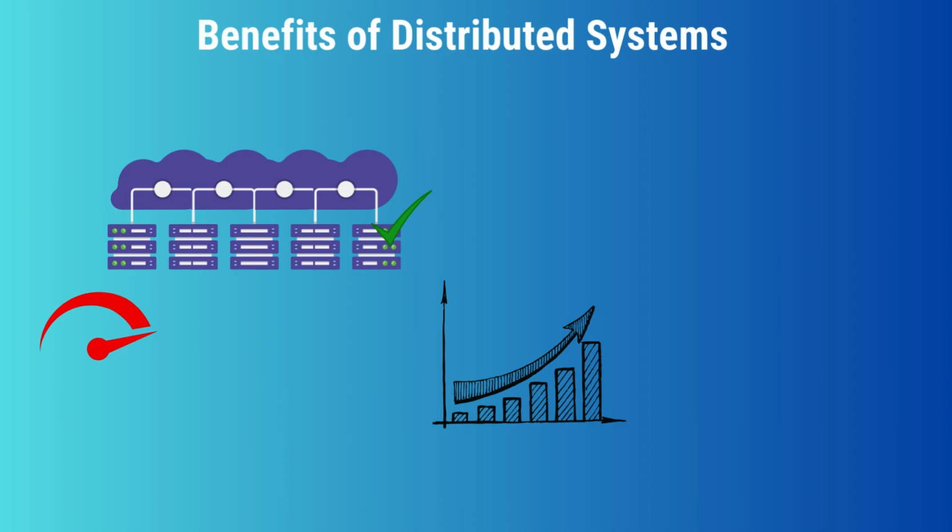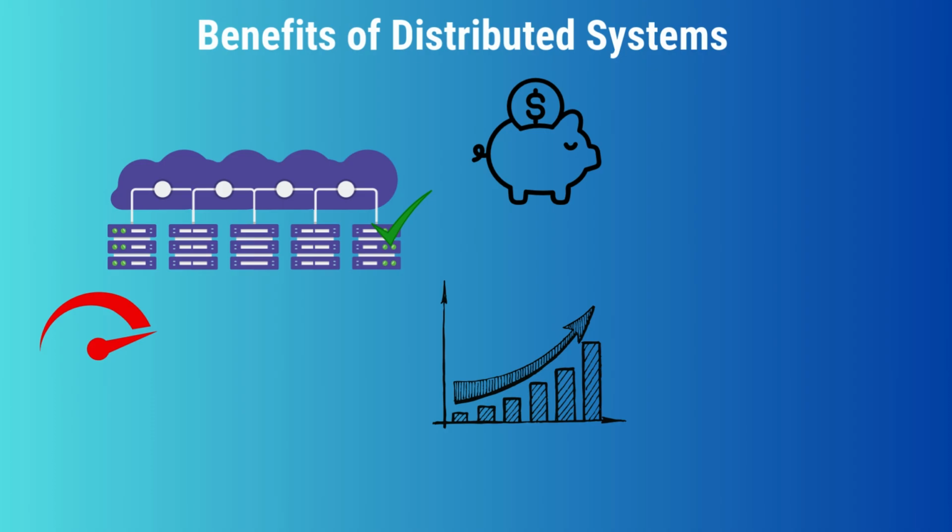This flexibility allows businesses to adapt to changing user demands without significant rework. Another important benefit is cost efficiency. Distributed systems can leverage inexpensive, commodity hardware, instead of relying on expensive, high-end servers. This cost-saving approach makes it easier for organizations to manage their resources effectively.